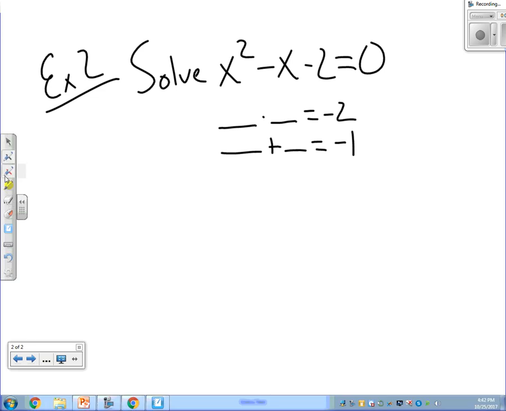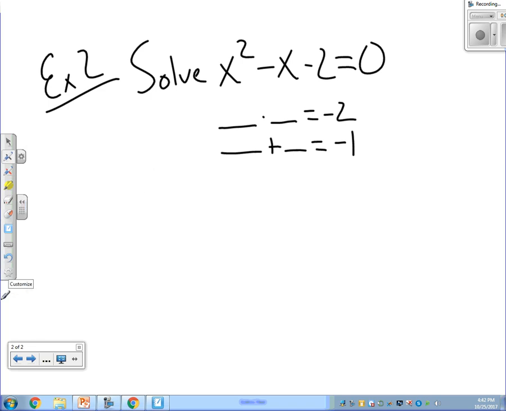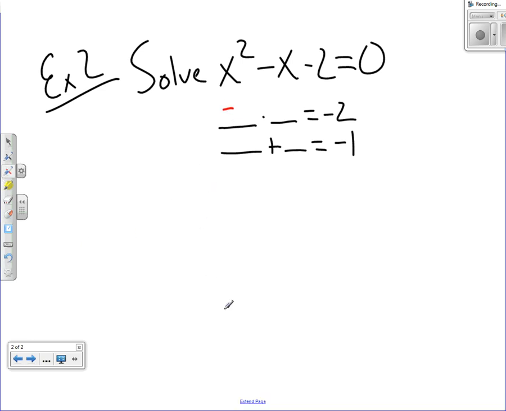Okay, let me see if I can get a different color here. Okay. Yep. Oh well, I would just have to do it all in black. Sorry about that. Yep, I give up. I give. Oh no, what's this? Let me see. Oh, all right, there we go.